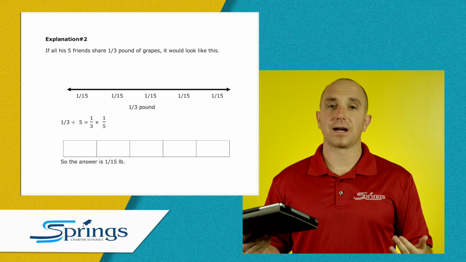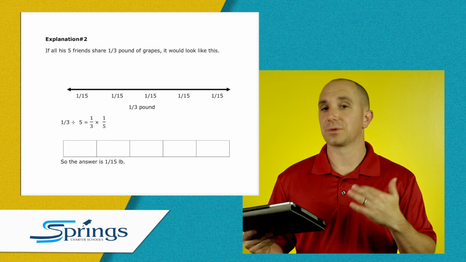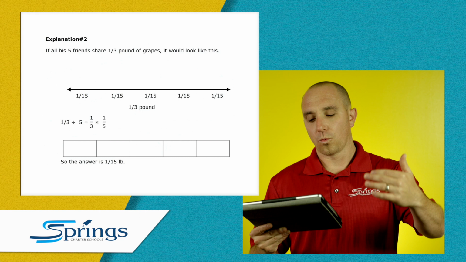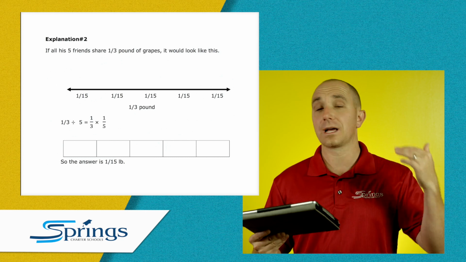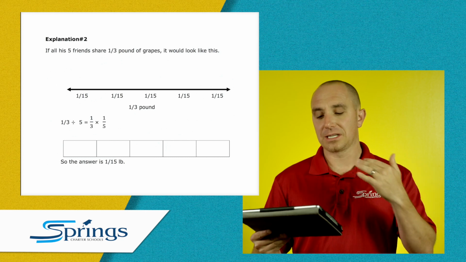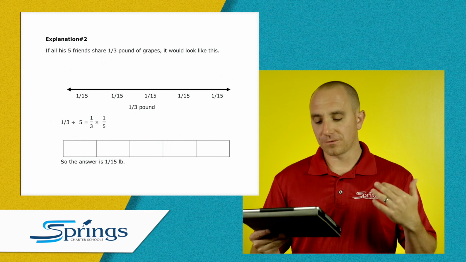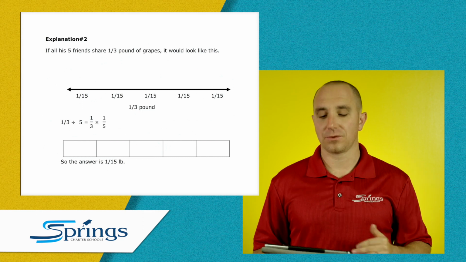And when you're dividing 2 fractions, you flip and multiply, or multiply by the reciprocal. So it becomes 1/3 times 1/5. Well, 1 times 1 is 1, and 3 times 5 is 15. So each friend is going to get 1/15 pound of grapes.